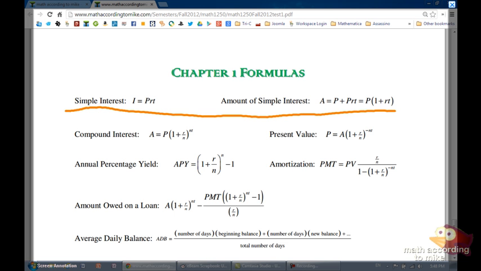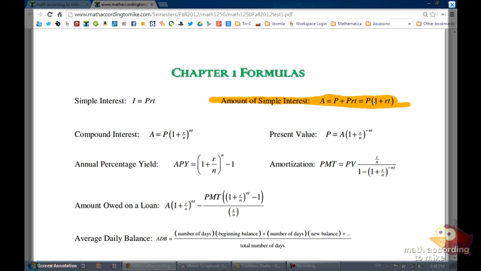The first one on the left is just the interest, whereas the second one on the right is the total amount, including the principal for that account. So note the difference. If you just want the interest, use the first one. If you want the total amount, use the second one.